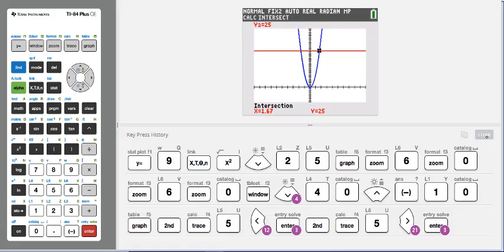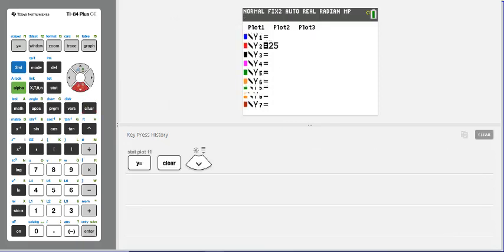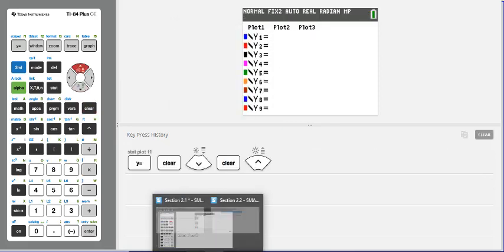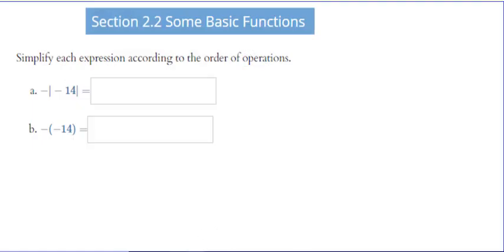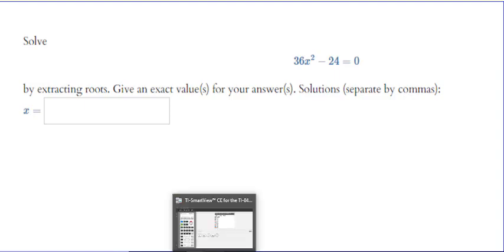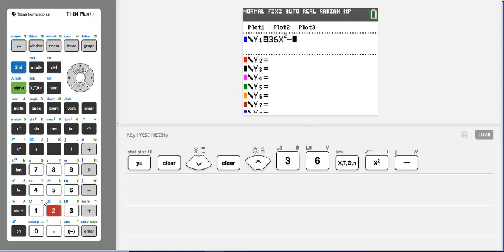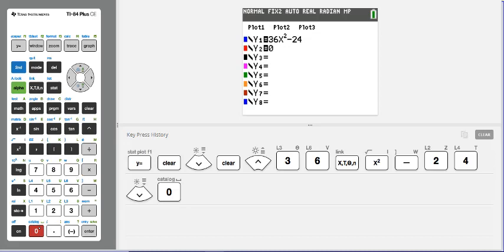So I'm going to hit clear, go to y equals and clear those out. Go back to my... no, I don't want that. I want this one. 36x squared minus 24. So 36x squared minus 24. And then I'll put 0 in y2.